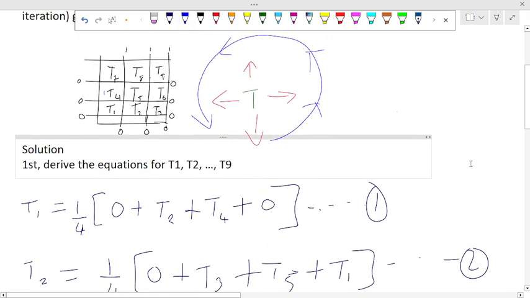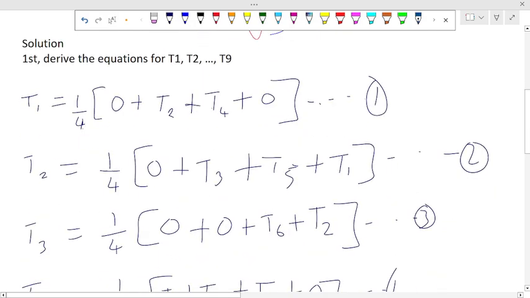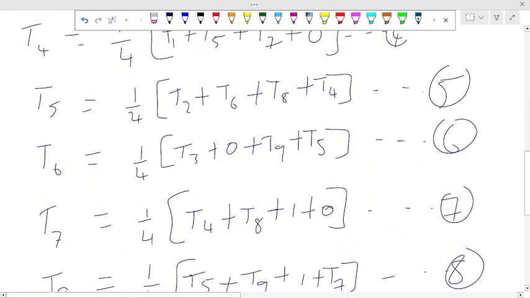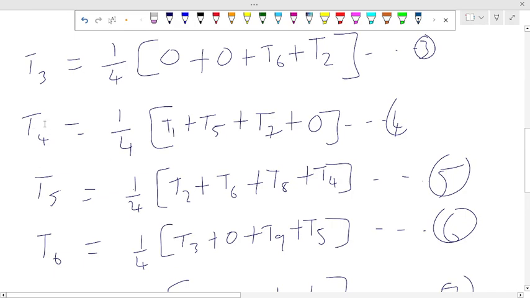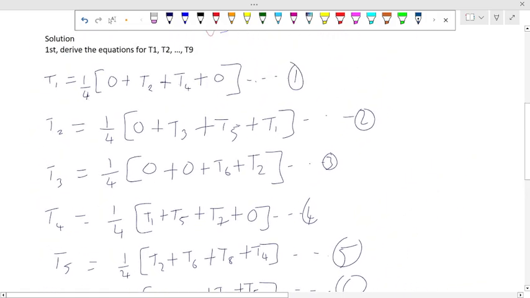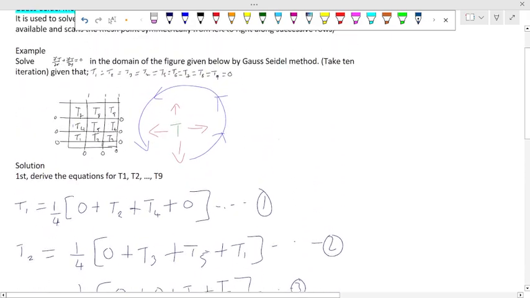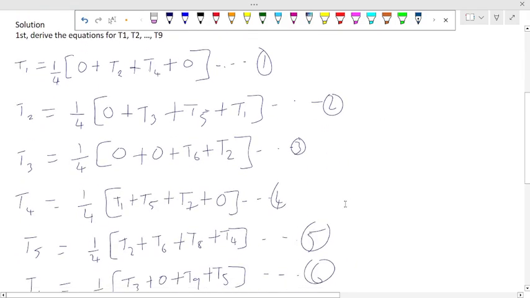All right, so we've seen how to derive the 9 equations, because we said the solution is to first derive the equations for T1, T2, and so on. So the last video we stopped at T4, and I asked you to get T5, T6 to T9. So let's just do a check. So T5 will be what? Like we said, look down, look right, look up, look left. So down, T2 plus T6 plus T8 plus T4. What do we have in T5? T2, T6, T8, T4. Perfect.